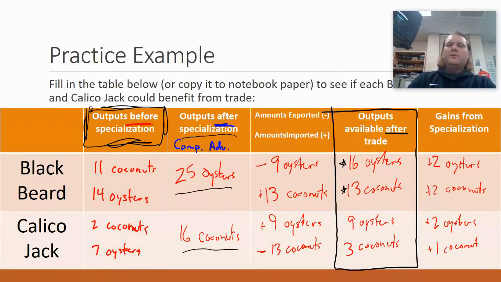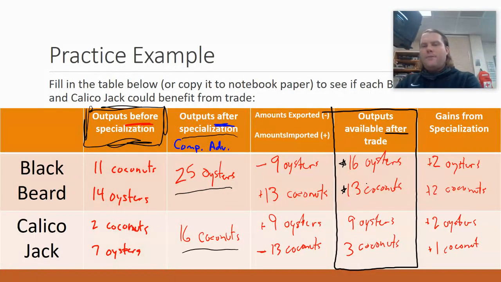Let's put that on a graph. Remember, Blackbeard had the absolute advantage, so we're going to put these numbers on a graph. Remember, I specialized. I produced this much. We came to these terms of trade. Now I gave up 9 oysters. I have 16 left. I got 13 coconuts. These are kind of made up numbers. You could come up with a few different numbers as well to fit on this graph, but those are the numbers that are going to prove our point.